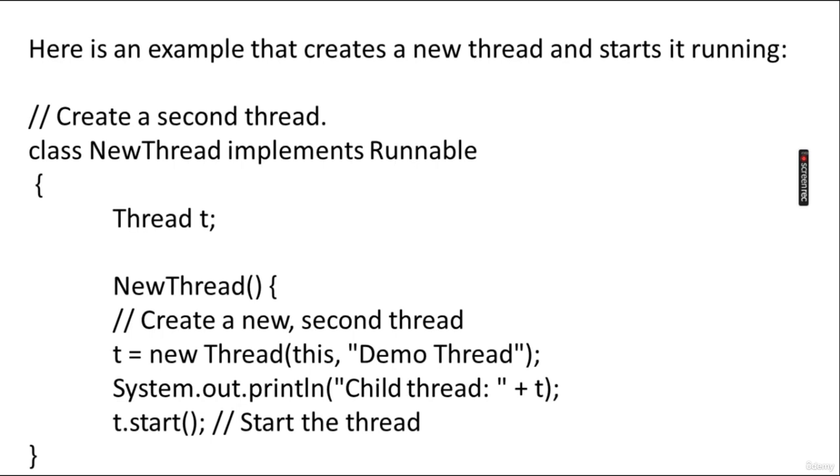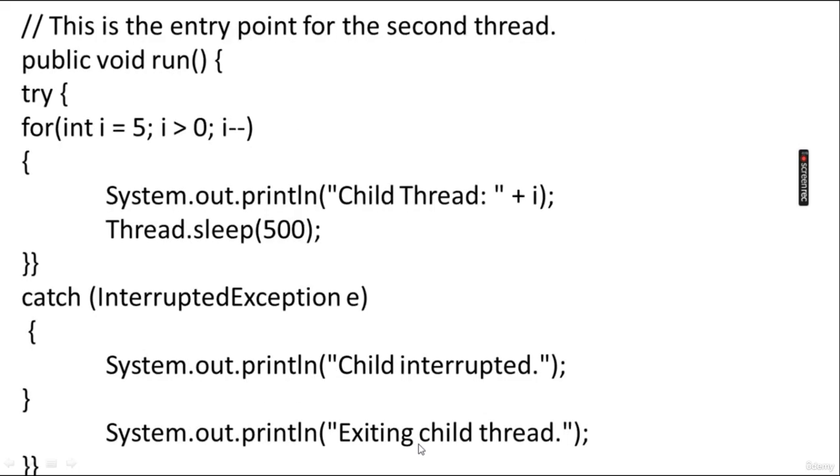Now we will see the example. Thread t = new Thread(this, "Demo Thread"). Then System.out.println("Child thread: " + t). Then t.start() starts the thread. Then the entry point for the second thread, public void run: for i = 5; i > 0; i--, print "Child thread: " + i, then Thread.sleep(500). So for 5 times, the child thread has been called.